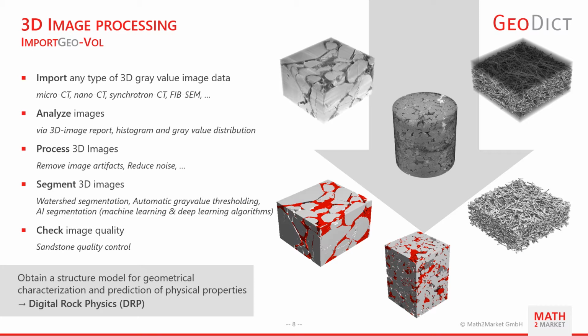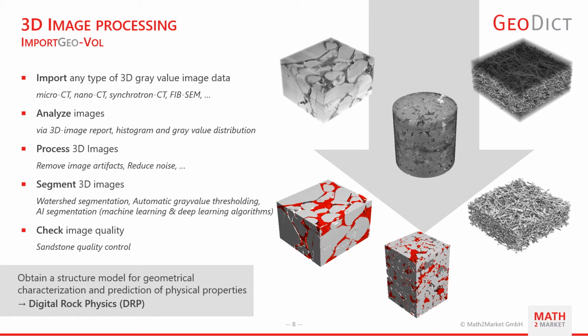Our image processing toolbox comes with typical features to analyze your images, process your images, and segment your images. Please note, our image filters are unmatched in performance and they are applied in the entire 3D domain at once. For image segmentation, we also offer AI image segmentation with machine learning and deep learning algorithms. For digital sandstones, we also offer an image quality check. So just to provide you with a better understanding of your 3D digital sandstone data once you've segmented it.